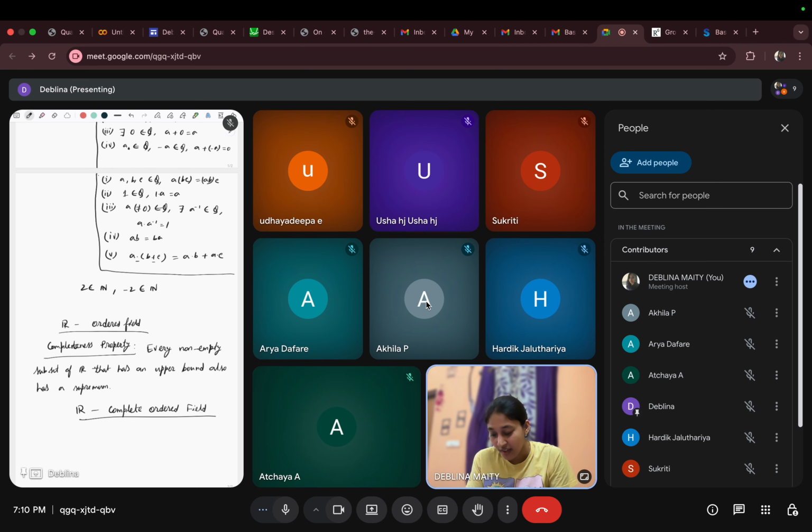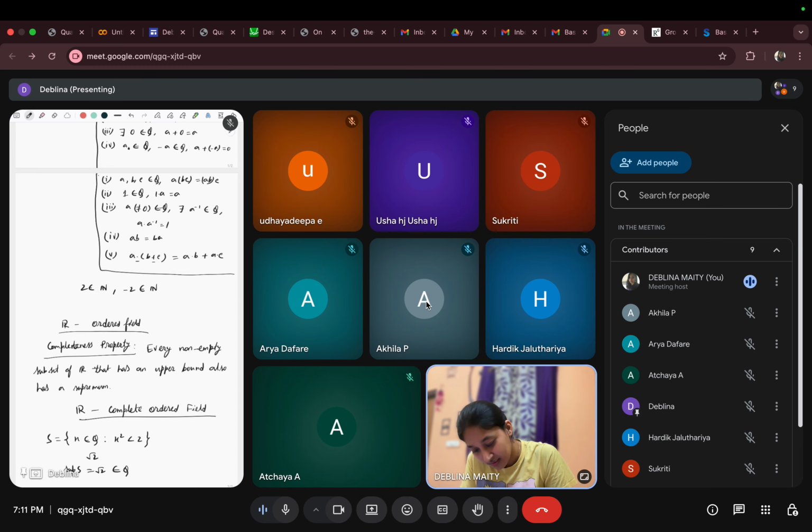Why does Q lack this property? If you take this subset S, all those rational numbers such that x square is less than 2, then for this set, root 2 is an upper bound. And the supremum is nothing but the lowest upper bound. So the lowest upper bound is root 2, which does not belong to Q.